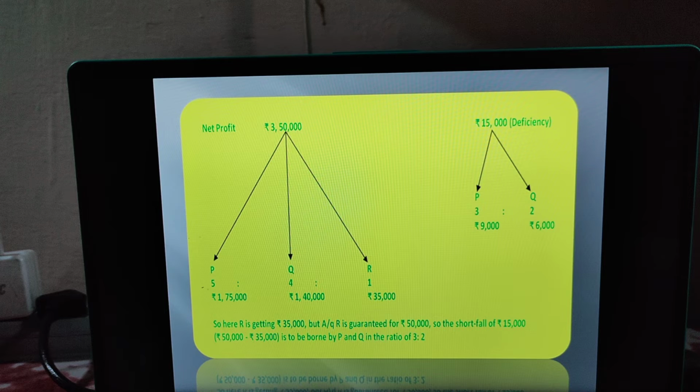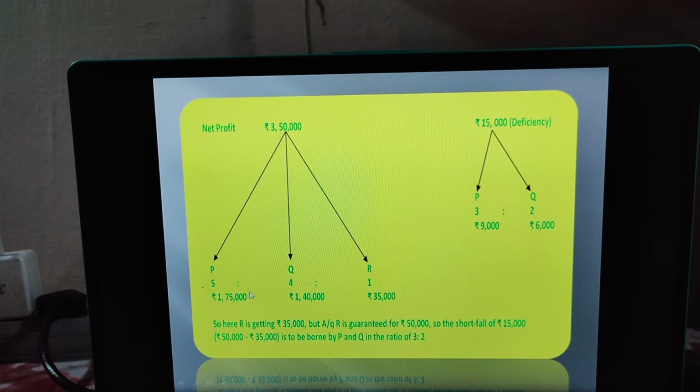We have the deficiency of 15,000. Now that deficiency would be borne by P and Q in the ratio of 3:2. See here, I have made the deficiency column 2. So if we distribute 15,000 in the ratio of 3:2, now how much does P have to give? P has to provide 9,000 rupees and Q has to provide 6,000 rupees.